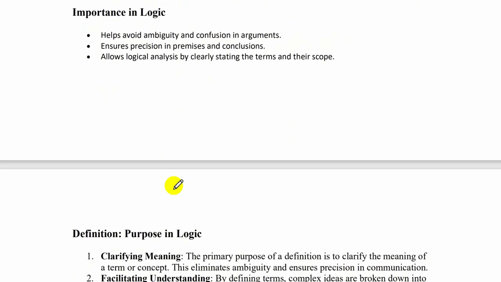Let's look at importance of definition in logic. It helps avoid ambiguity and confusion in arguments, which we discussed. It ensures precision in premises and conclusions. It allows logical analysis by clearly stating the terms and their scope.